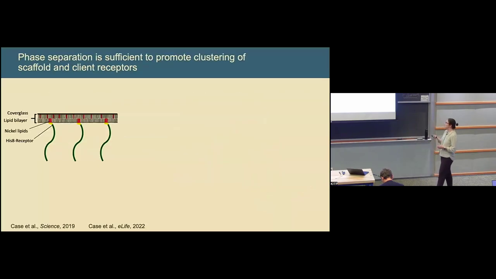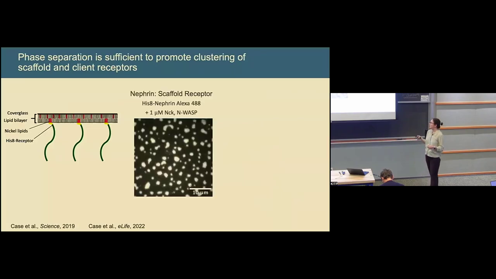Okay, and so what does this look like experimentally? We can look at our biochemical reconstitutions. We make a supported lipid bilayer. In this experiment, we have a very simple lipid composition, so it's just a bilayer containing phosphatidylcholine. And then we include some nickel chelating lipids that allow us to attach His-tagged receptor proteins to the bilayer. And then we can also add our cytosolic adapter proteins to solution and observe what happens.